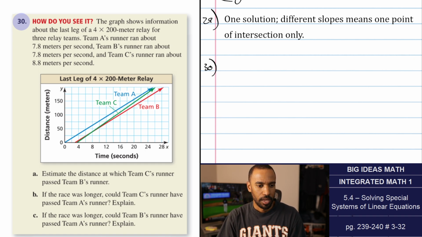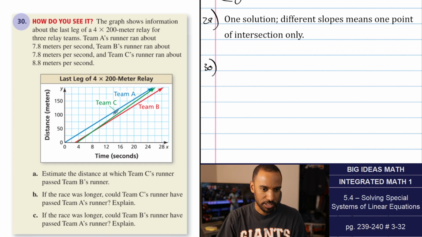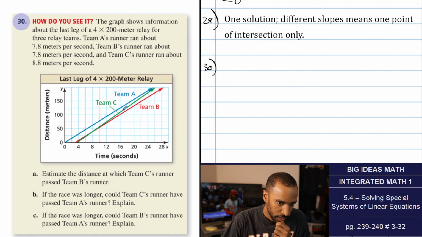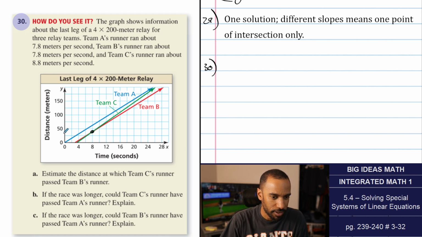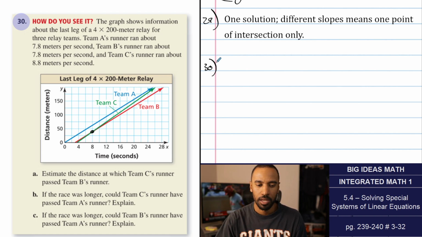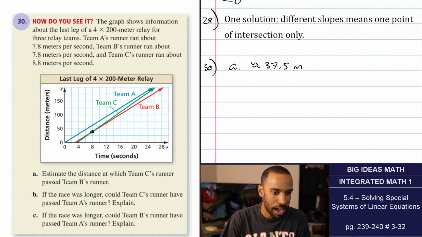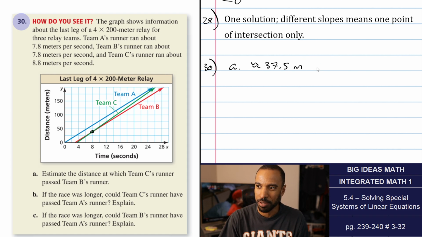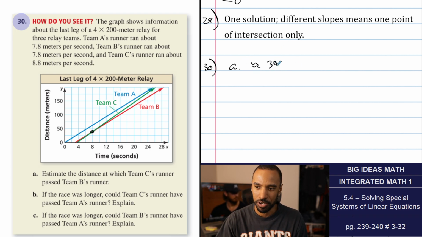C is running faster. Estimate the distance at which Team C's runner passed Team B's runner. Green passed red at maybe, it's about right there-ish. The time was 8, but probably halfway 25, I don't know, 37 meters, 38 meters, I don't know. I'll say part A at about 38 meters. 37.5 if I want to be, what I was thinking was, oh, it's exactly halfway between 25 and 50, and I don't know if that's true or not. Here, I'll say 38. So I wanted to say 37.5. I'll say 38.